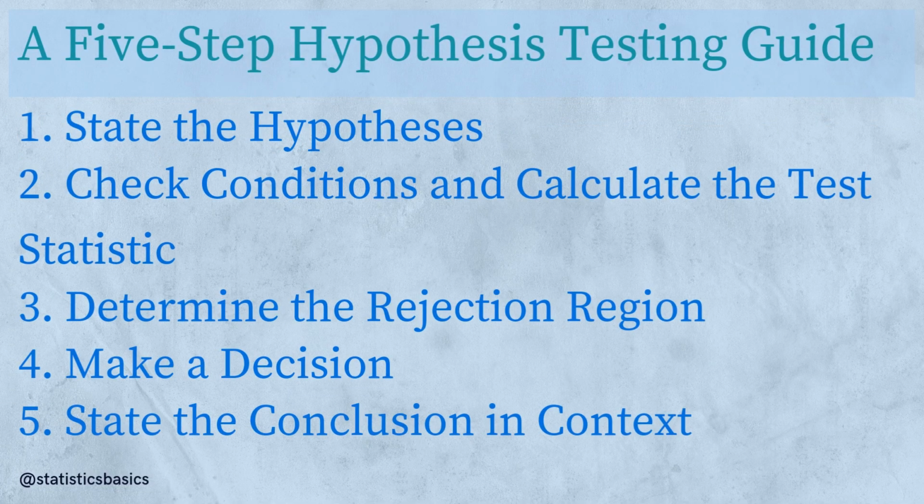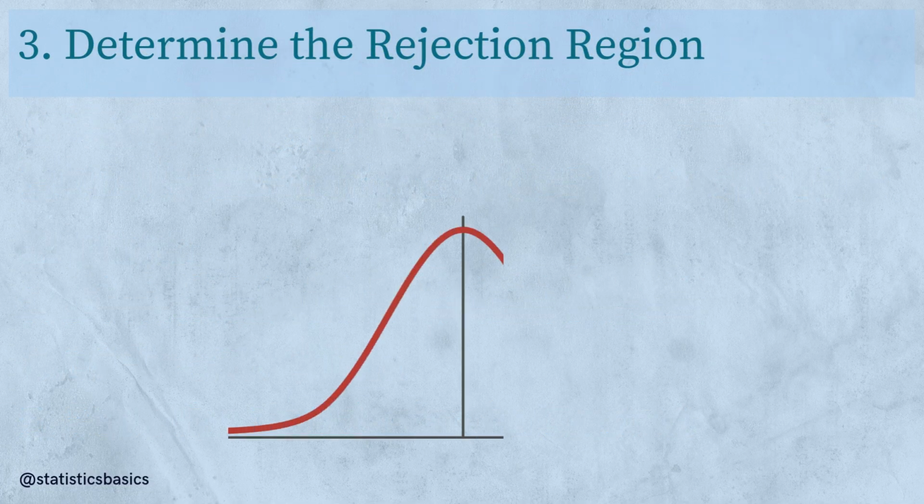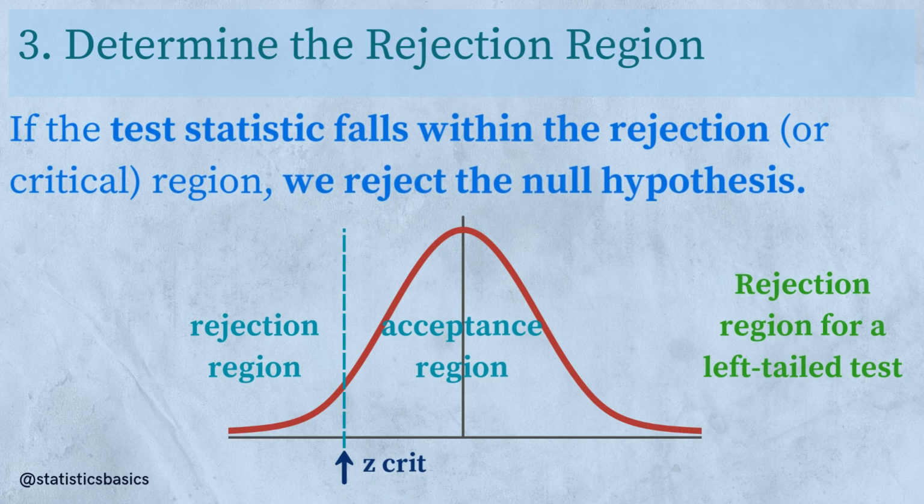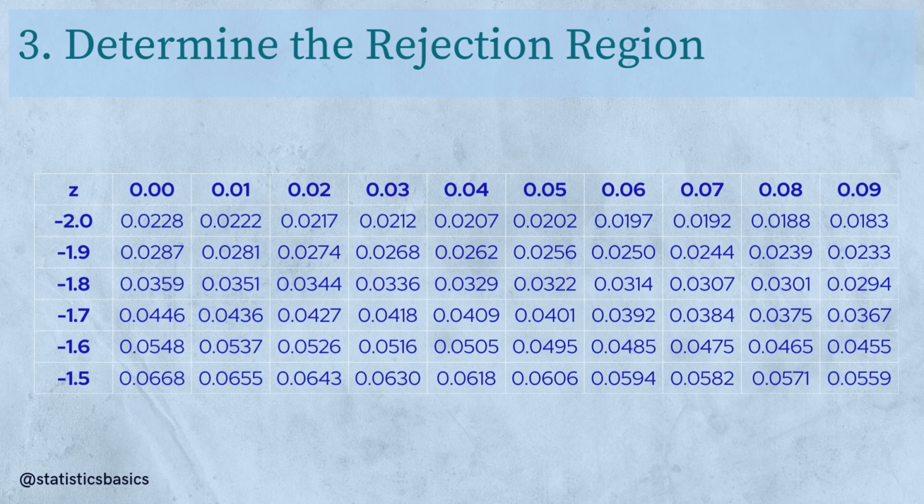Next, we will use the critical value approach to decide whether to reject or fail to reject the null hypothesis. The critical value approach defines a rejection region based on the significance level, the type of test, that is one-tailed or two-tailed, and the test statistic. We reject the null hypothesis if the test statistic falls within this region. Our test is left-tailed because the alternative hypothesis uses a less than sign.